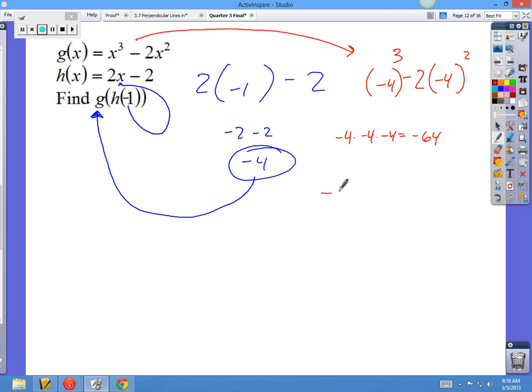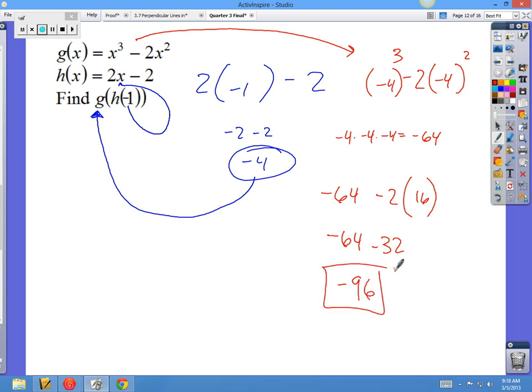So I got a negative 64 minus 2 times 16. So negative 4 times negative 4 is 16. So it's going to be a negative 64 minus 32. And it should be a negative 96. And that's your final answer.